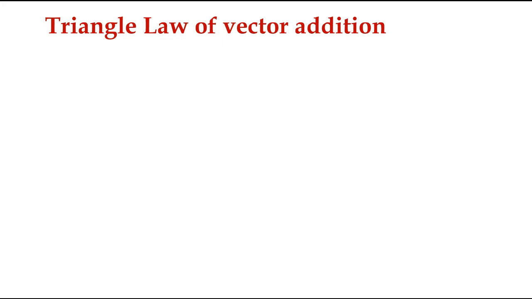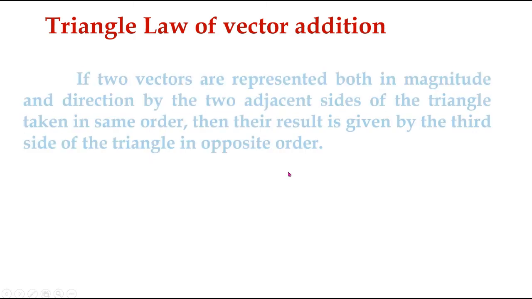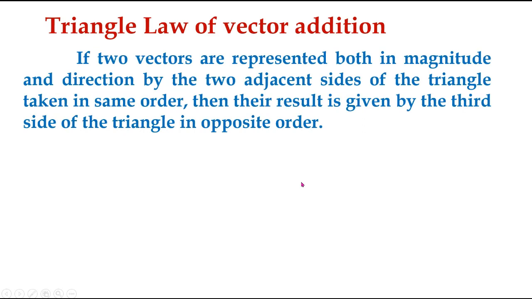Dear students, in this video, I am going to explain triangle of vector addition and the derivation to derive the magnitude of the resultant vector. Triangle of vector addition: if two vectors are represented both in magnitude and direction by the two adjacent sides of the triangle taken in same order, then the result is given by the third side of the triangle in opposite order.